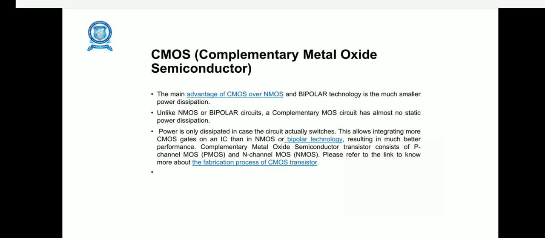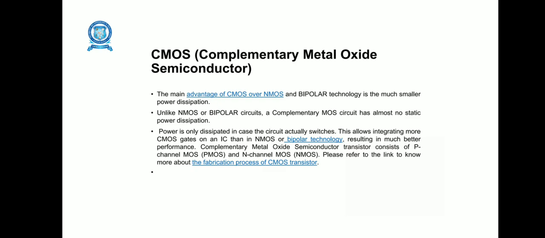So here, the main advantage of CMOS over NMOS and bipolar technology is much smaller power dissipation. Unlike NMOS or bipolar circuits, a complementary MOS circuit has less static power dissipation. Power is only dissipated when the circuit actually switches, and it can also be integrated in most bipolar technology, which has increased performance.